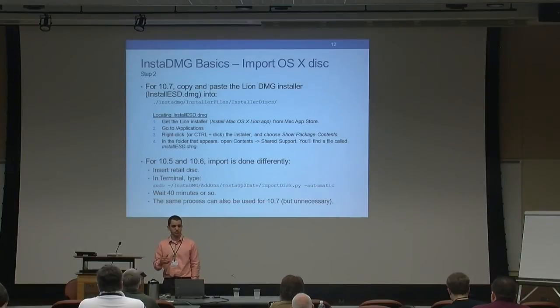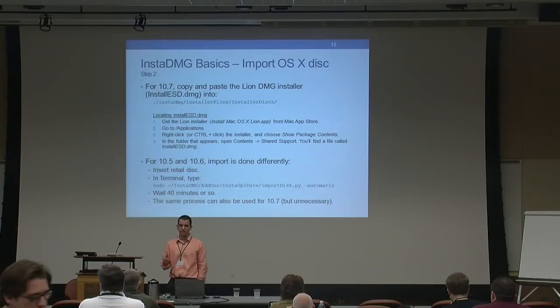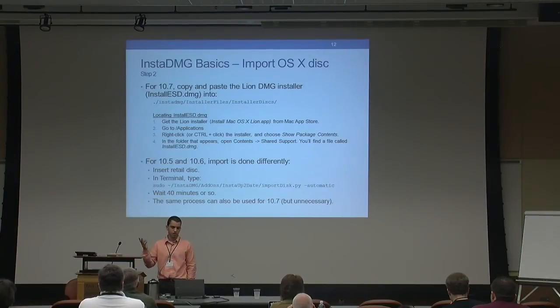For older operating systems, 10.5 and 10.6, it's a bit different. You do need the retail disk. So put that into your Mac, and then in Terminal you type out this command, which will import that into InstaDMG, and it takes about 40 minutes or so. You can kind of leave it running and then come back. You can do the same thing if you wanted to with 10.7, but it's not very necessary. It just adds unnecessary time to the process.